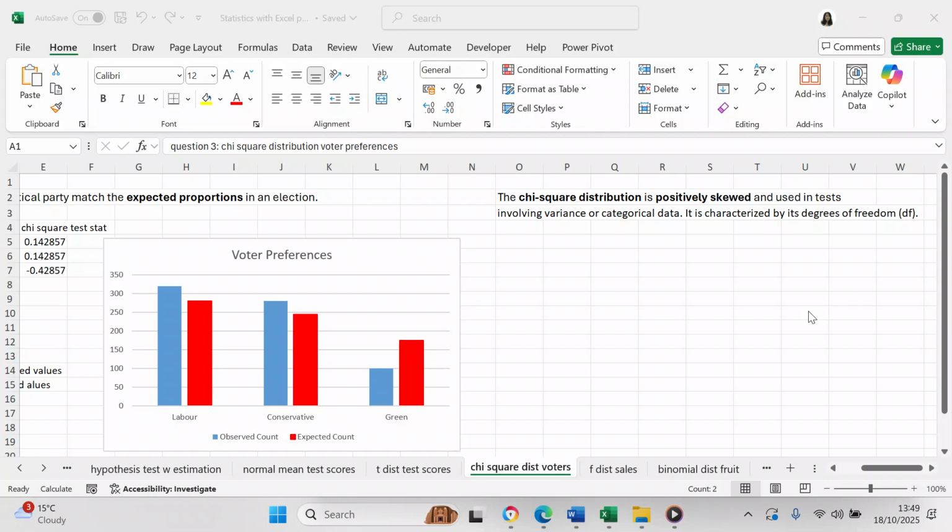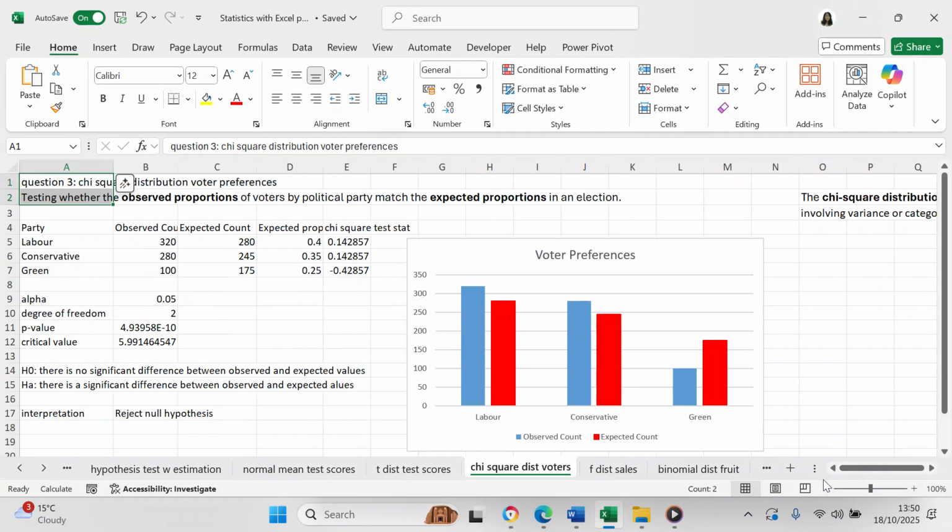In this video, we're going to talk about the chi-square distribution and how it relates to hypothesis tests. The chi-square distribution is positively skewed and used in tests involving variance or categorical data. It is characterized by its degrees of freedom.